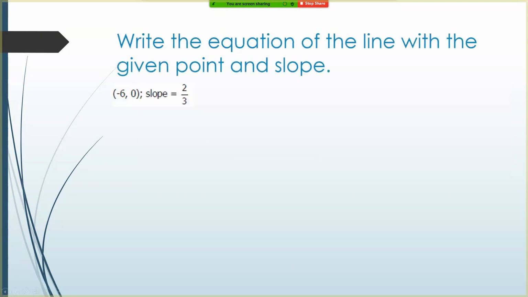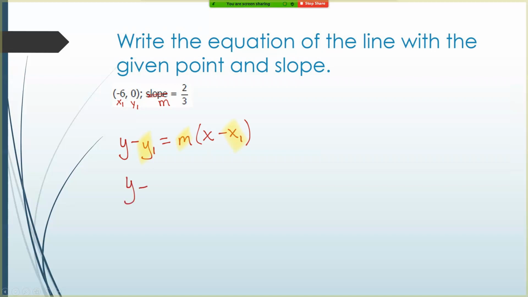So write an equation of a line with the given point and slope. Anytime they give you a point and a slope, automatically go into point slope form. Label your point x1, y1. Your slope is m. So my formula was y minus y1 equals m times x minus x1. So I'm going in and I'm plugging in numbers for those three highlighted things.